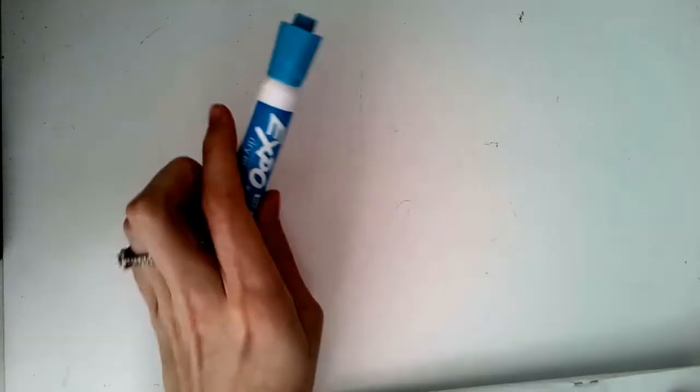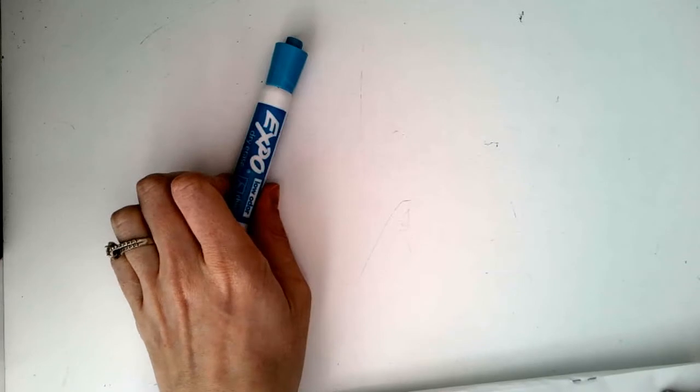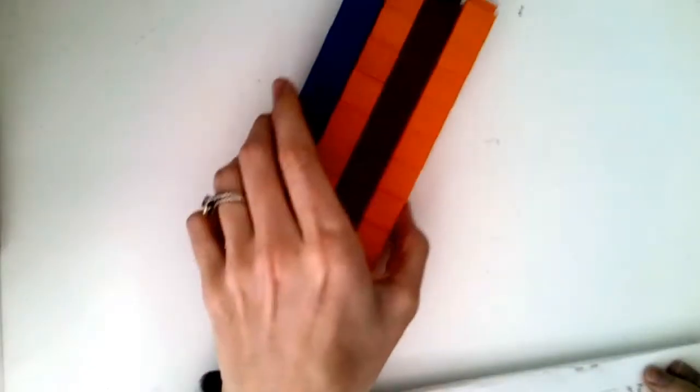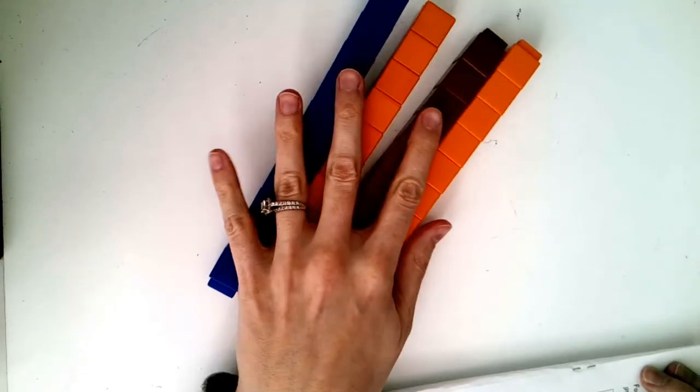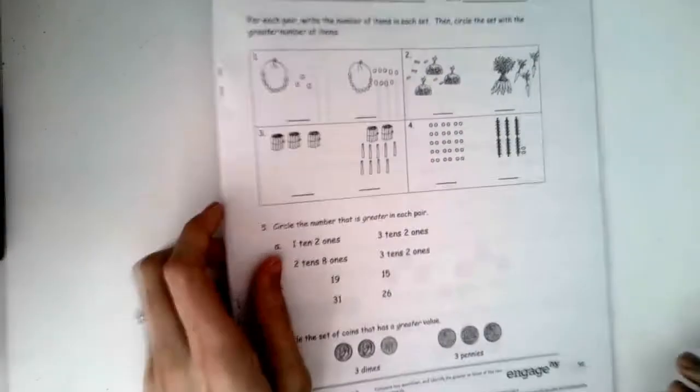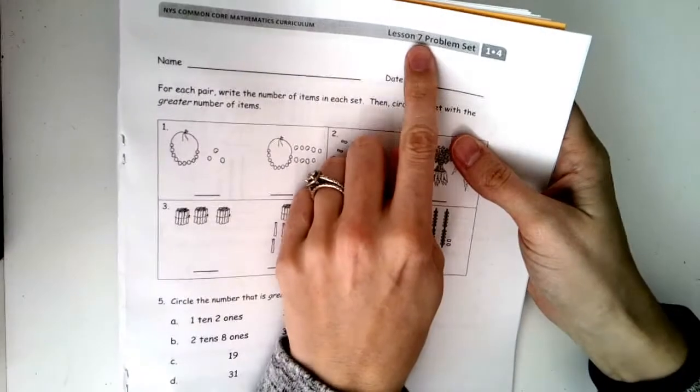In order to be successful and responsible in first grade math today, you need a whiteboard with your marker. Okay, I do have my Unifix cubes, my linking cubes nearby. If you don't, that's okay. We're probably going to draw more than we're going to use these today. But I do have them close by. And then I also have my math workbook. And I am on the lesson 7 problem set.